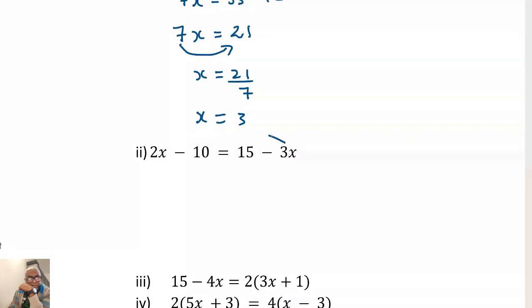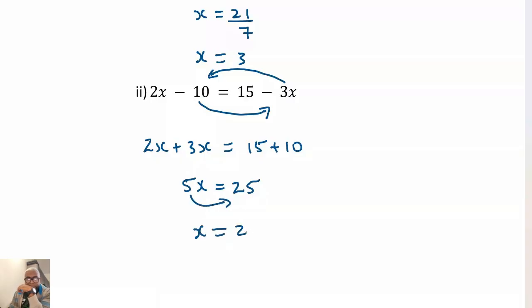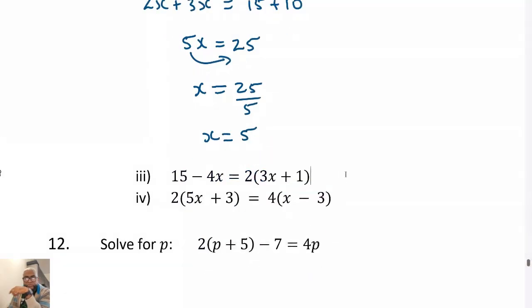You're going to carry the minus 3x here, and you're going to carry the minus 10 here. What would the next line look like? Anybody? Because of 15 plus 10. This will be what? 5x is equal to 25. Excellent. We're bringing the 5 here and do what with it? Divide it. x is equal to 5. Proper. That's 2 in the bag.